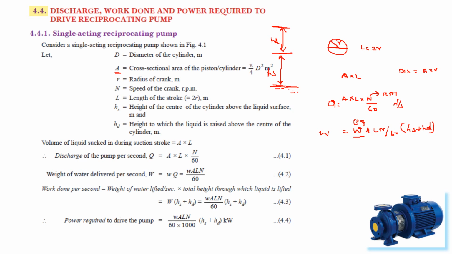The power required to drive the pump I have to express in kilowatts, so I am dividing by 1000. Your answer will be w L A N divided by 60 into 1000 kilowatt, times (hs plus hd). All right, I hope you understand this.